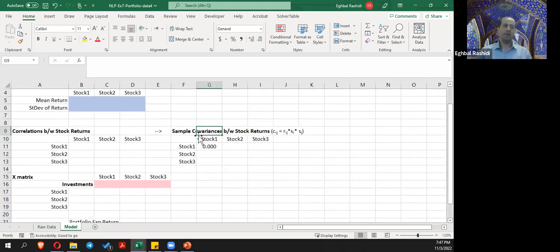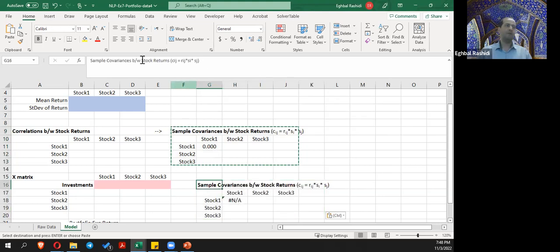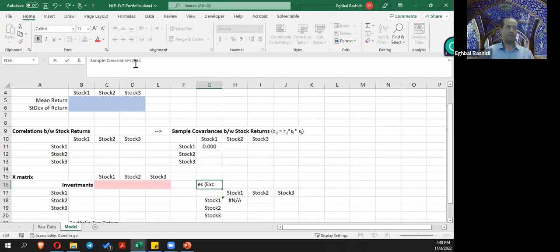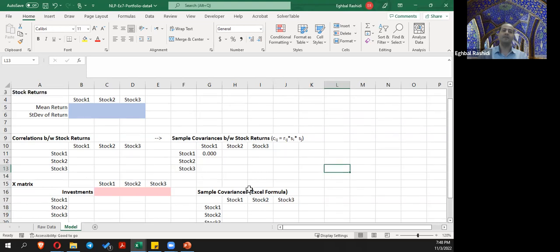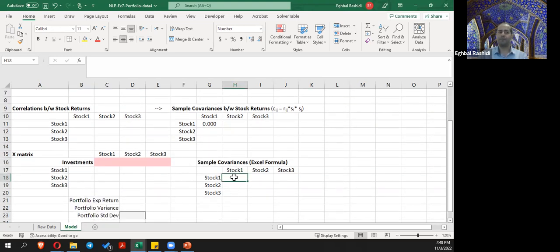Okay. So I can use sample covariance. Sample covariance, Excel formula. I'm going to use two ways to do that. One way, I'm going to use the correlation, which is Cij equals Rij, the correlation of stock i and stock j, multiplied by the sample standard deviation of stock i, multiplied by the sample standard deviation of stock j, and then this is going to give me the covariance, okay? And the other way, I'm going to just find the covariance directly using the Excel formula.